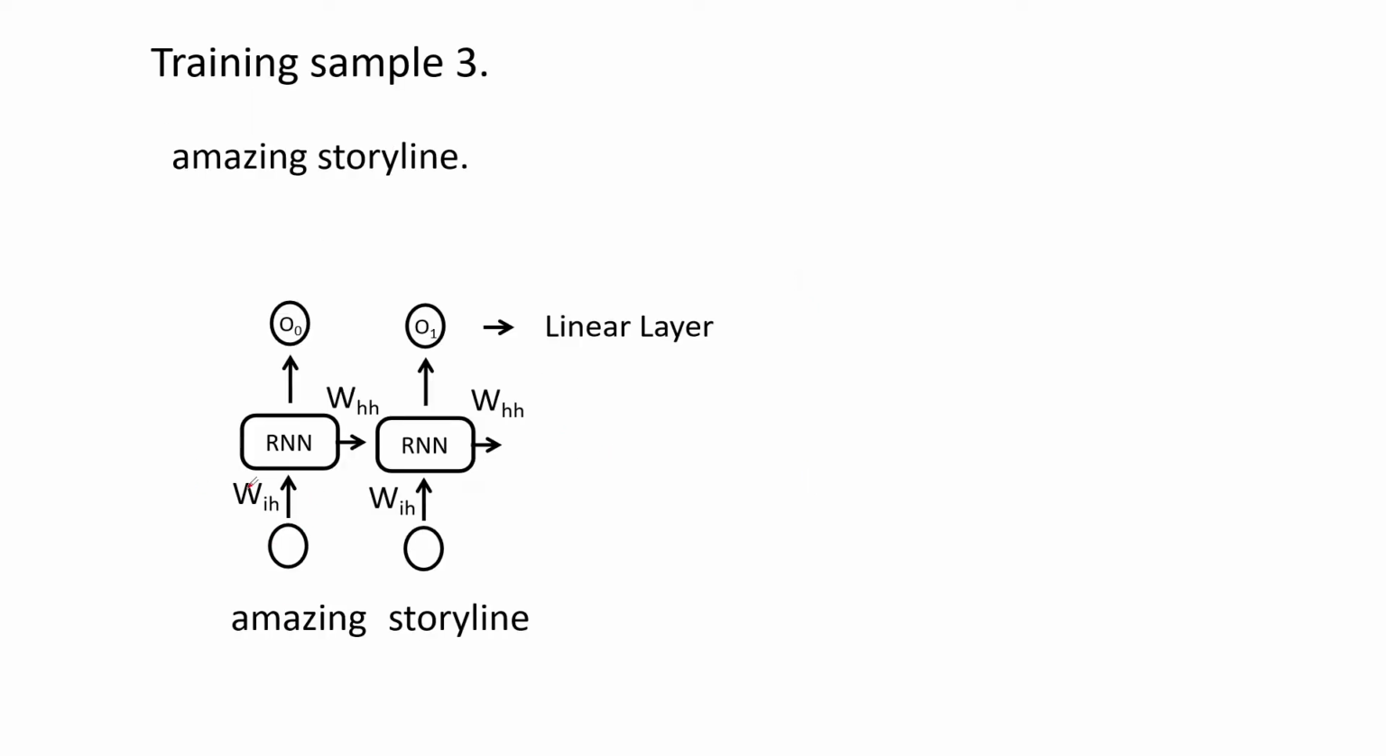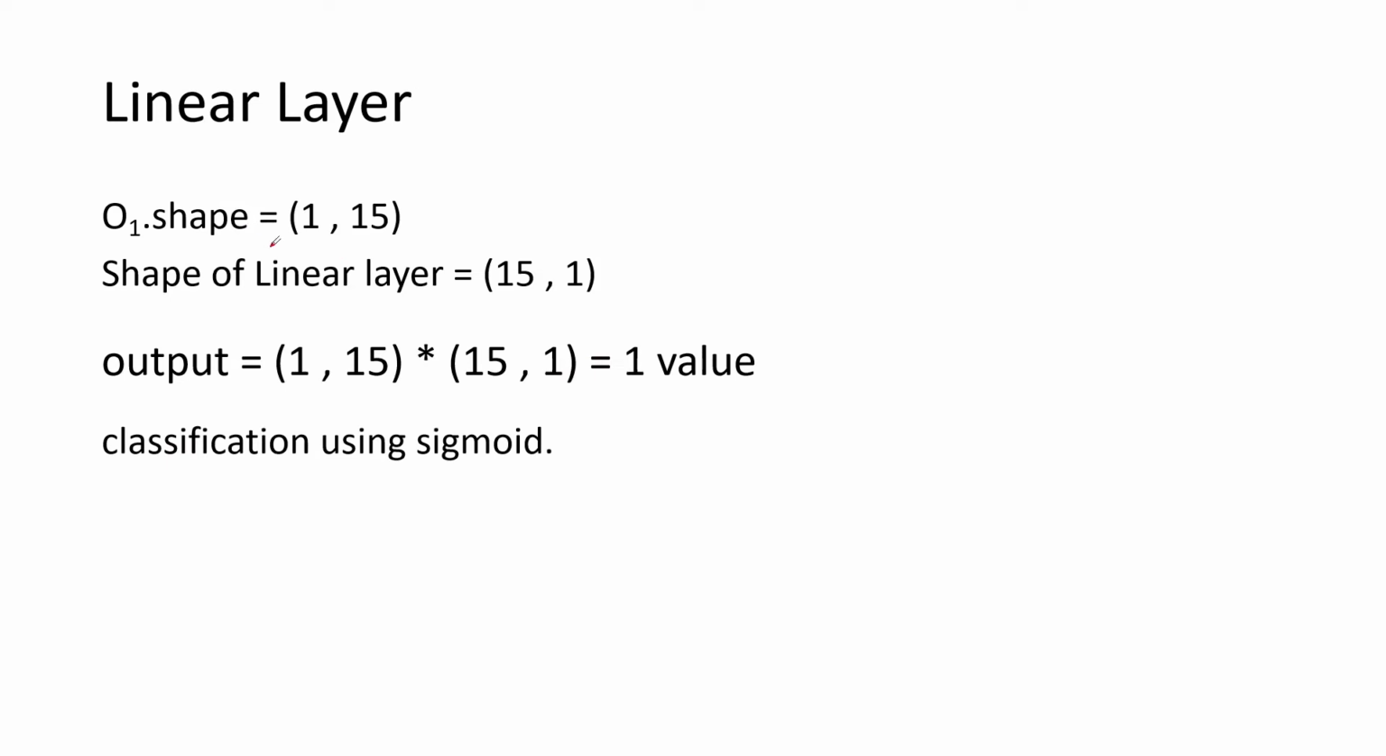So first, amazing is multiplied by this, then you'll have zeros from here, then multiplied by Whh, and the same storyline will go from here. The embedding of storyline will go from here, it will be multiplied by this, then the previous h1 will be multiplied by this, added, taken the tanh, and then provided to the linear layer. Again at last, the same thing will happen, and then at last you'll get a classification. So I think this is clear. Yeah, this should be clear till here.